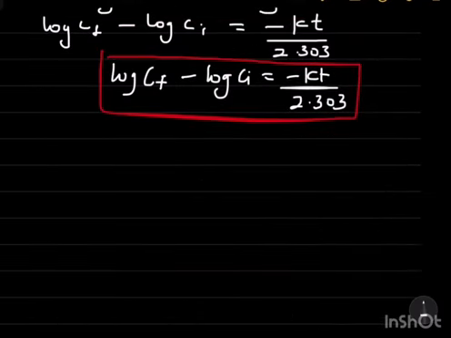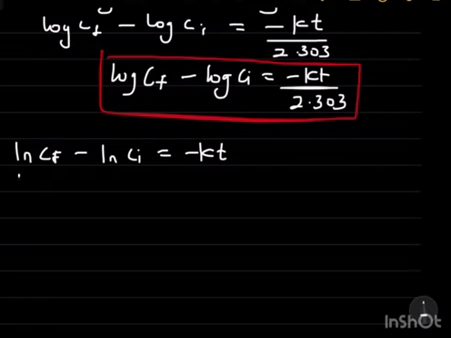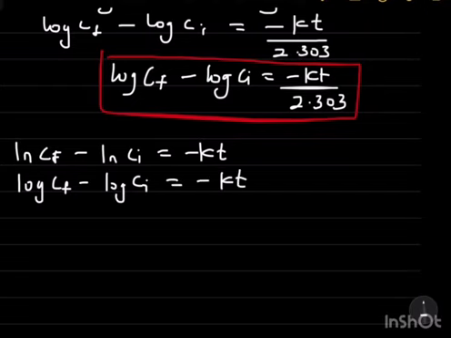So now we have two formulas. The first one is if we are using ln: ln C final minus ln C initial equals minus kt. And this is also equivalent to the log form: log C final minus log C initial equals minus kt over 2.303. The two formulas are correct.